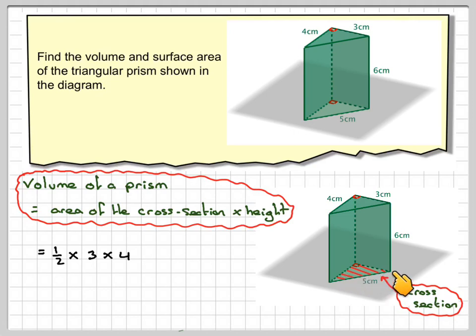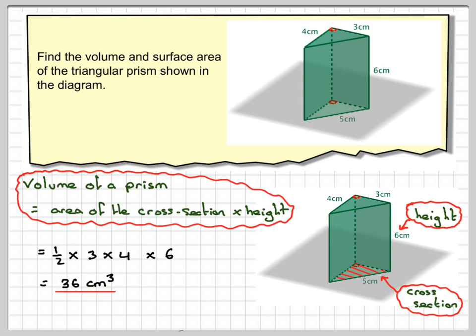And then we need to multiply it by the height, or sometimes we use the term length, but it's a height because it's standing on its edge here. So times the height, which is 6. So a half of 3 times 4 is 12. Half of 12 is 6. 6 times 6 gives me 36 centimeters cubed.